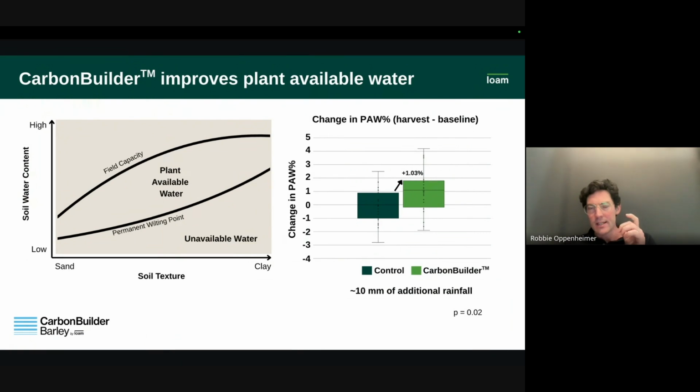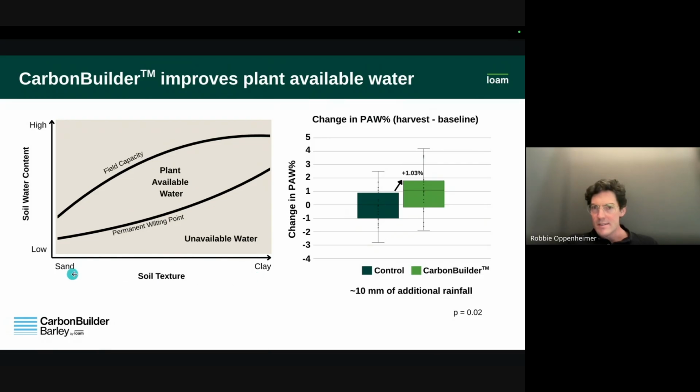We've seen not just an increase in water infiltration, but an increase in water holding capacity. So for any given soil type or texture, this can be assessed by looking at the field capacity, or the upper limit of water that soil can hold before it's saturated, and the lower limit, the permanent wilting point.